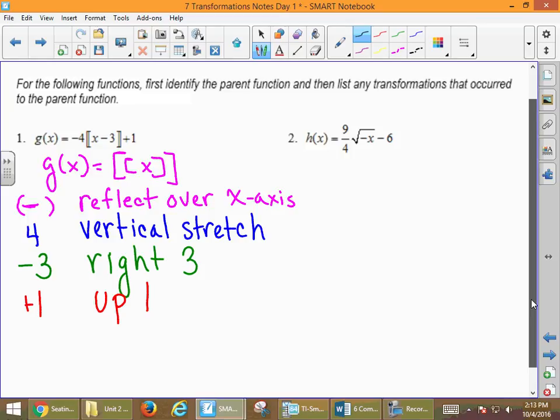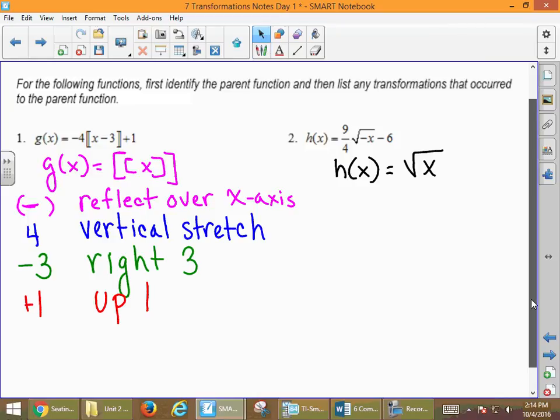So the first thing that we have to identify here is our parent function. And it is the square root of x. And in this particular case, there are 3 transformations occurring to our graph. The first one is coming from the 9/4. What does the 9/4, which is outside of the function, do to the function? Abby?